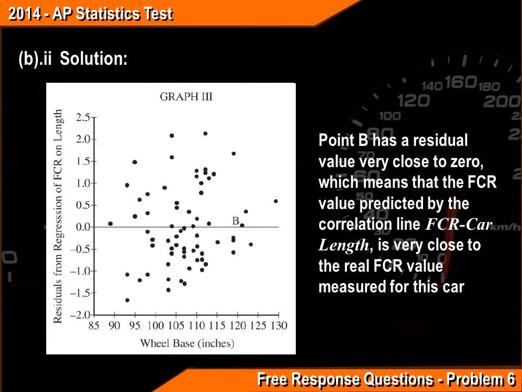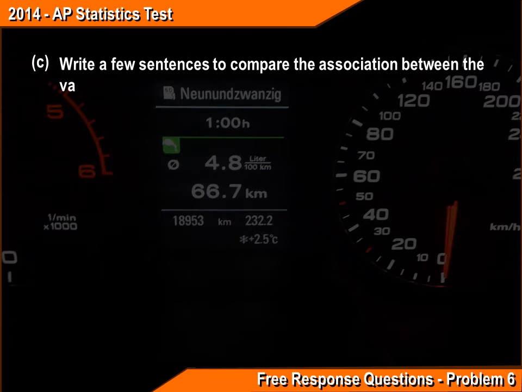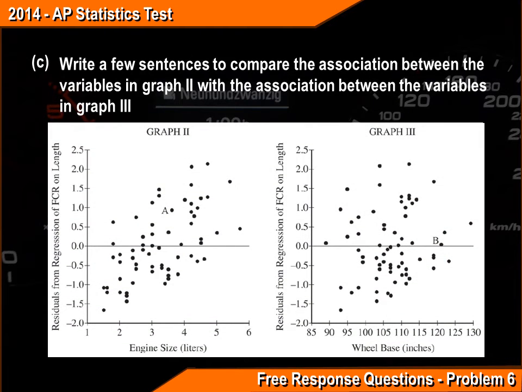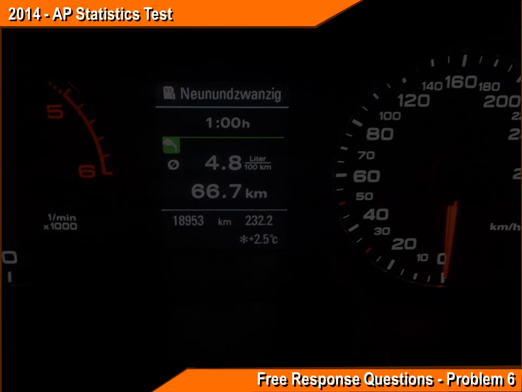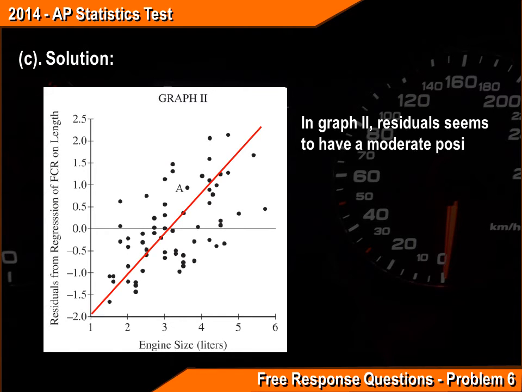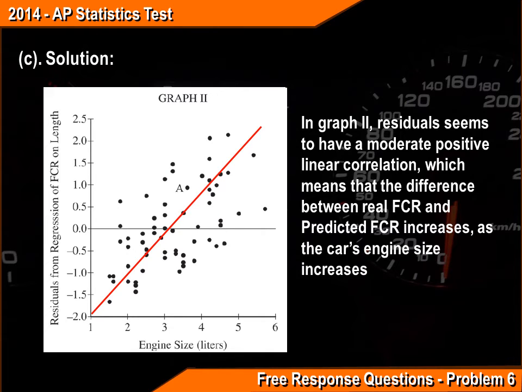C. Write a few sentences to compare the association between the variables in graph 2 with the association between the variables in graph 3. To answer this question, we have to observe that in graph 2, residual seems to have a moderate positive linear correlation, which means that the difference between real FCR and predicted FCR increases as the car's engine size increases.